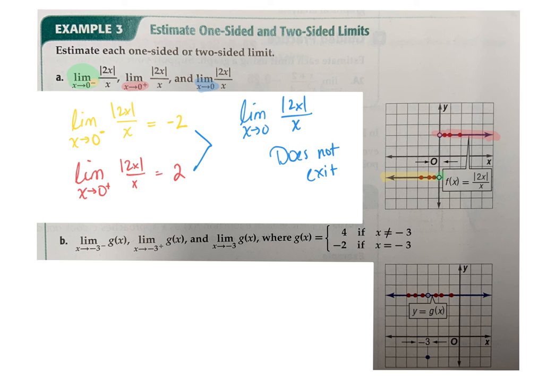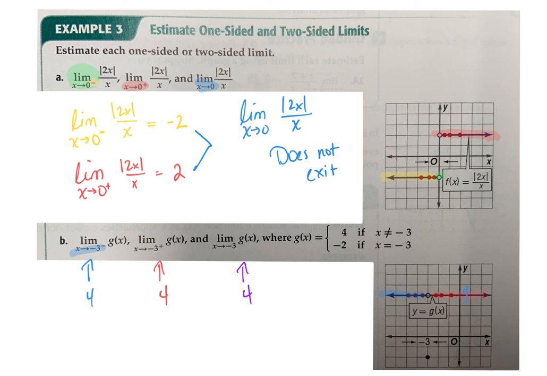If you look at this guy, they want the left-hand limit. From the left, I'm approaching 4. You can see this is 4 here. So from the left, I'm approaching 4. From the right side of -3, I'm also approaching 4. So that means my overall limit would be 4.